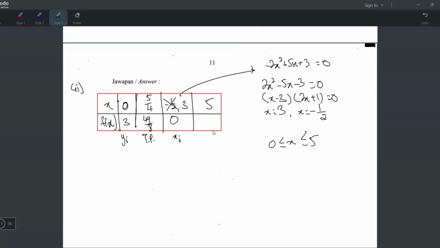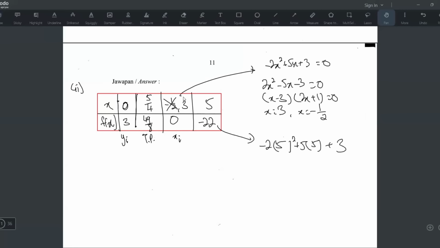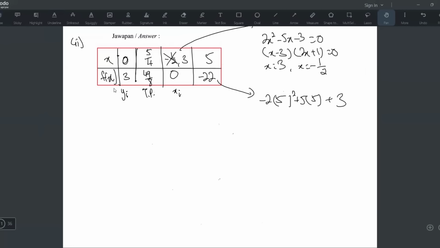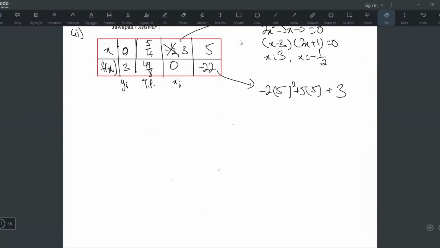Alright, for the last one, x = 5, just substitute inside. So it becomes -2x squared plus 5x plus 3, where x is 5. You should press all this: -50 plus 25 plus 3. I got -22. So that is the y coordinate. After we have finished finding all the important points, the x-intercept, y-intercept, turning point, first point, last point, everything is here already. Now we can sketch.